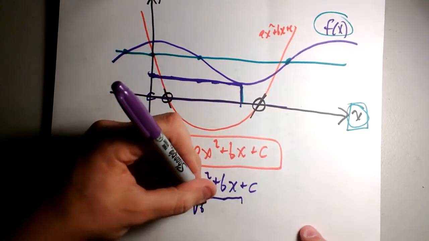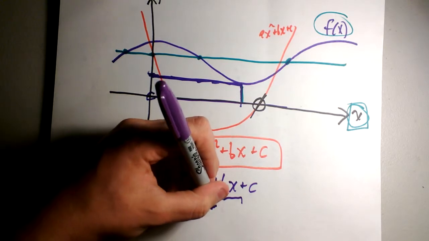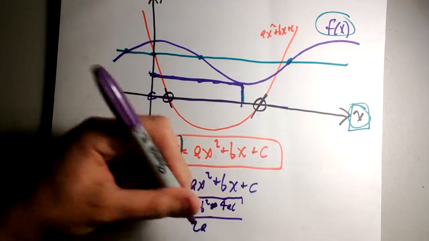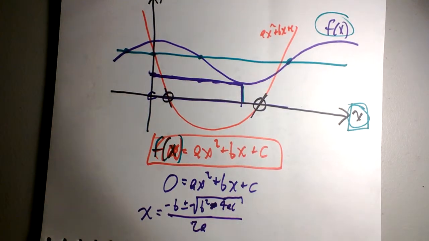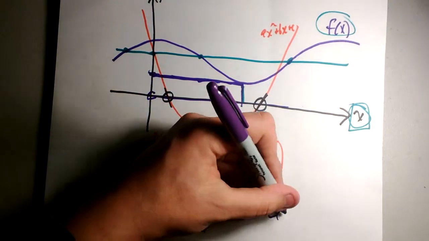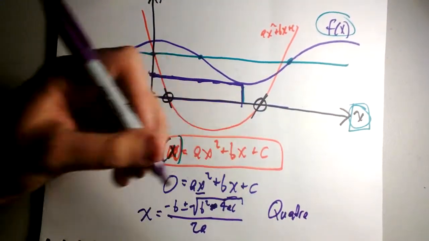Negative b plus or minus the square root of b squared, is it plus? No, it's minus 4ac, all over 2a. And that solves for the 2 zeros. So we can solve any parabola with it. That's called the quadratic formula because it's a quadratic equation. It exists just to solve things like this.